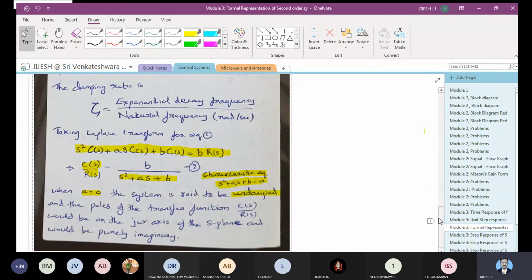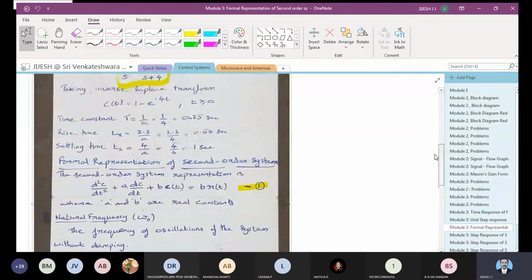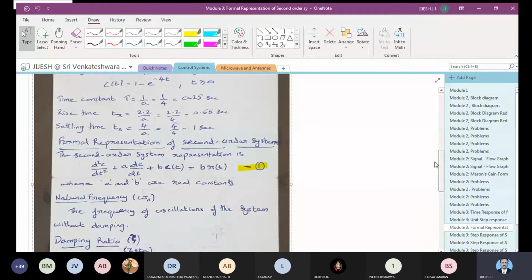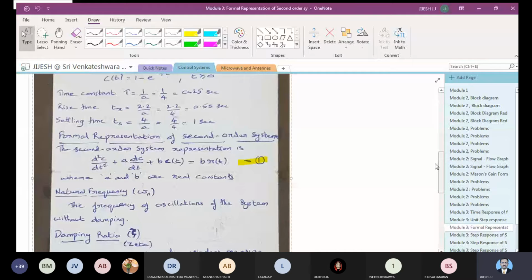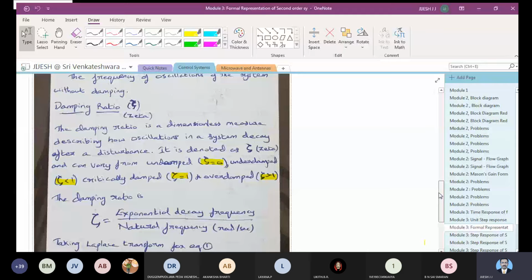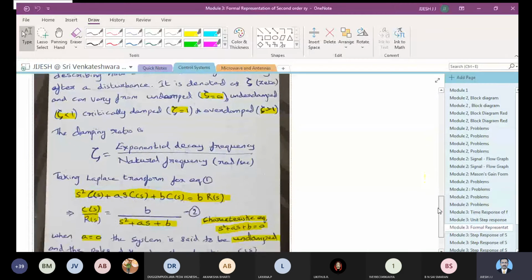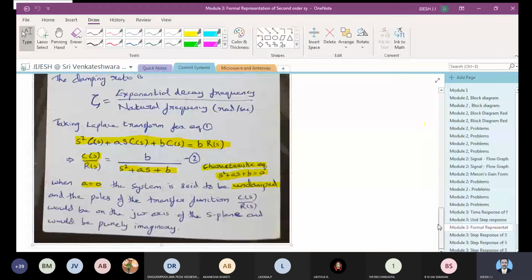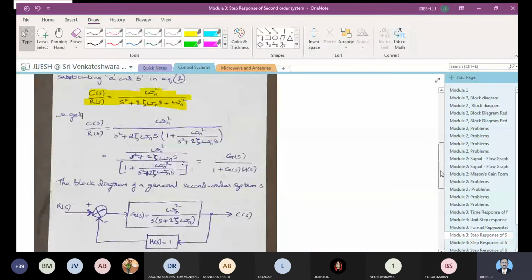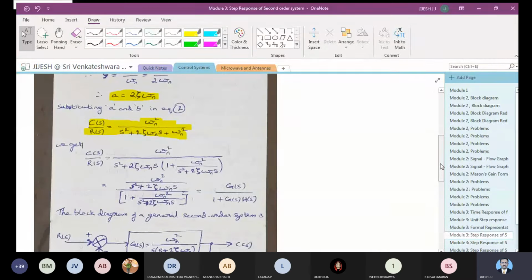Then what we have studied is the formal representation of second order system, how the second order system can be represented. You have to understand what is characteristic equation and all. This is just the representation of that, as well as we have seen how the representation of a second order system is with respect to transfer function, as well as in the block representation. After understanding all these things, the next topic for you is step response of second order system.